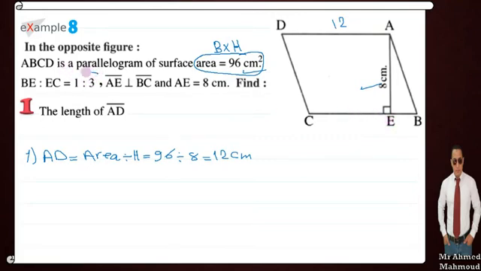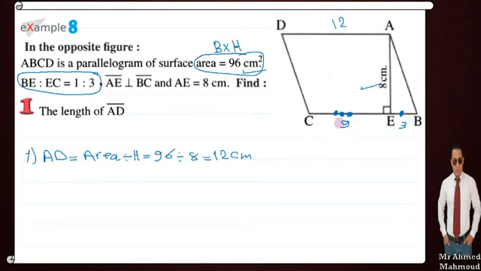Now back to this ratio. What does it mean? BE equals 1 unit and EC equals 3 units. Now since BC equals 12 centimeters, I will divide 12 by 4 units. So 12 divided by 4 is 3, and EC equals 3 times 3 equals 9. So BE equals 3 and EC equals 9.